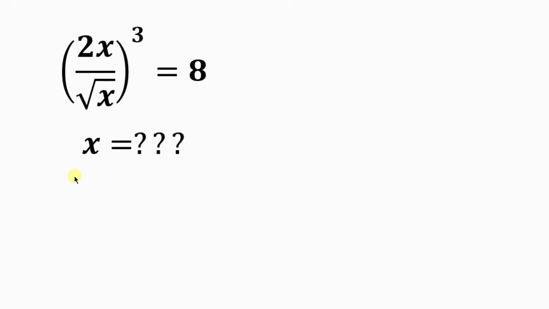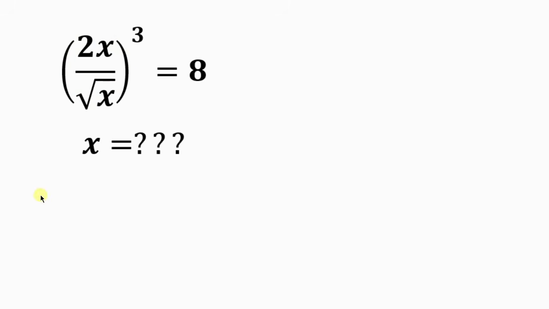We have this interesting question that says: find all values of x given that 2x all over the square root of x, all raised to power 3, is equal to 8. This question looks so intimidating, but I'm going to make it very easy to solve. Now let's go. We're going to be starting with the left-hand side.